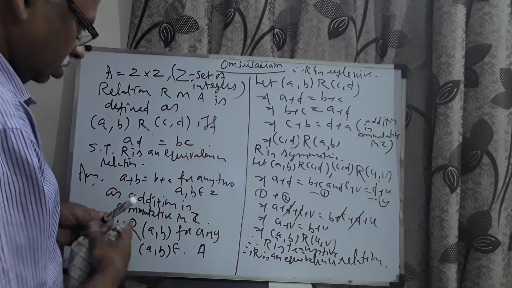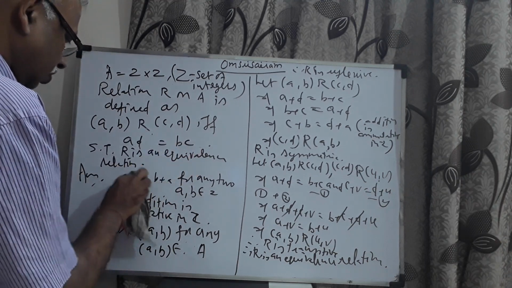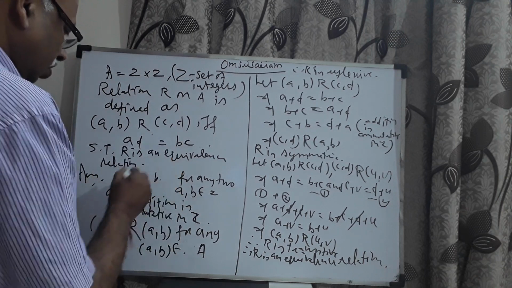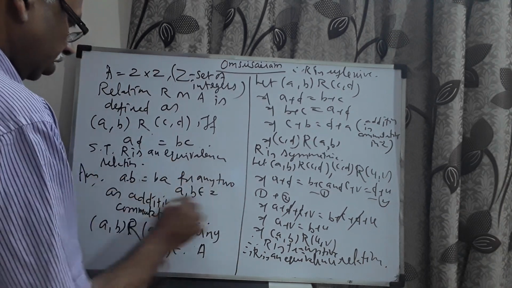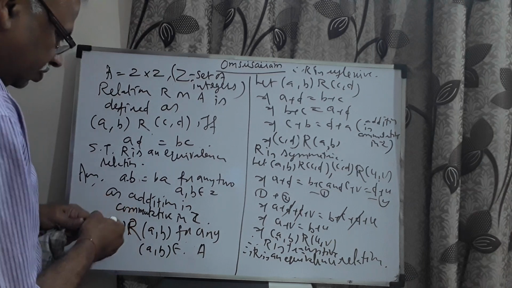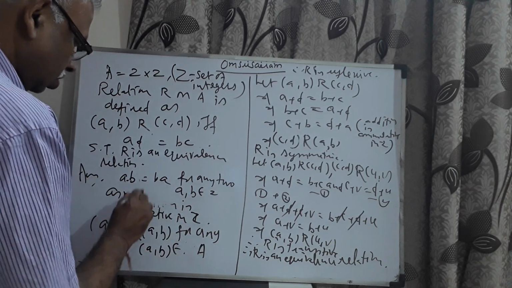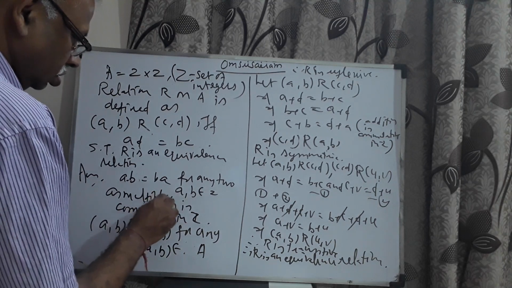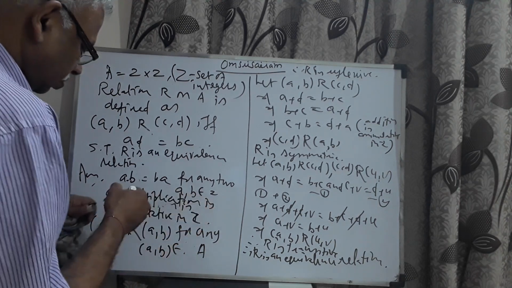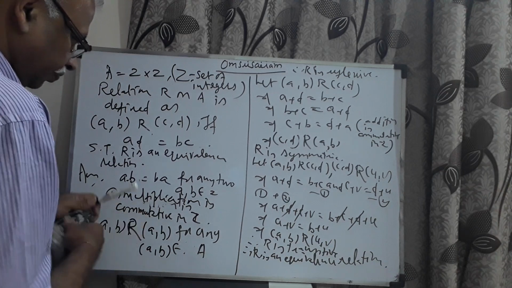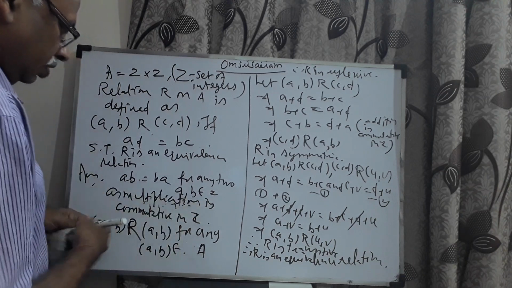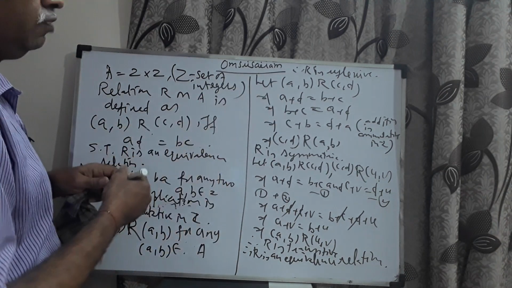Here I'll just write AB is equal to BA. AB is equal to BA will be true for any two A, B. Here instead of addition, I'll write multiplication. Multiplication is commutative in Z. Therefore, this is the meaning of R is reflexive.